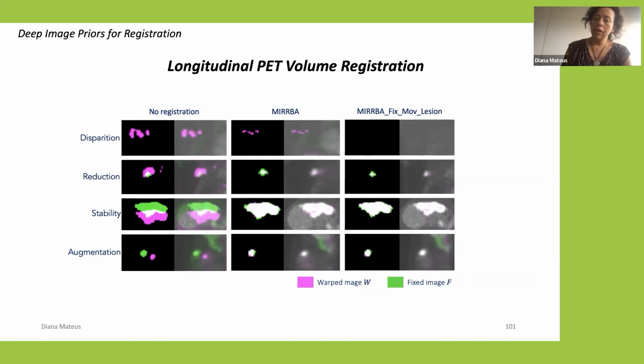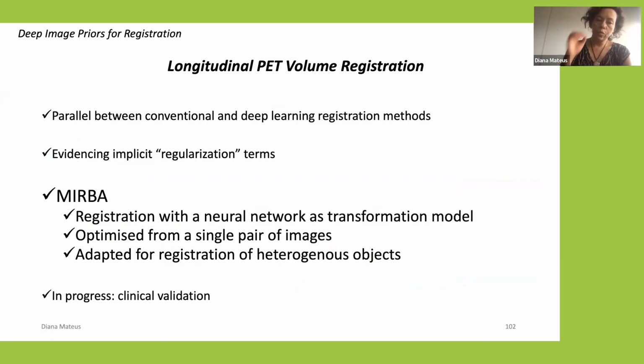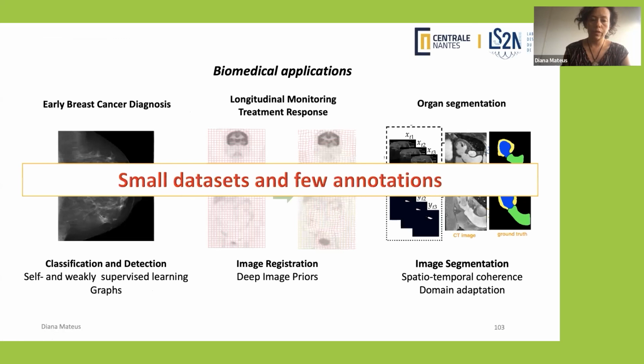And to conclude, we have shown a parallel between conventional and deep learning registration methods, putting in evidence these implicit regularization terms. And with MIRBA, we proposed a registration with a neural network as transformation model that is optimized only on a single pair of images, and that is especially adapted for registering objects that occur in different locations. And in progress, we are also trying to validate this more clinically to see the impact of this.